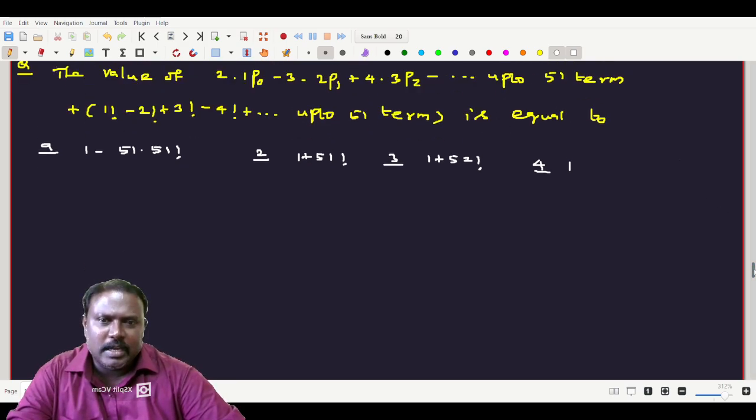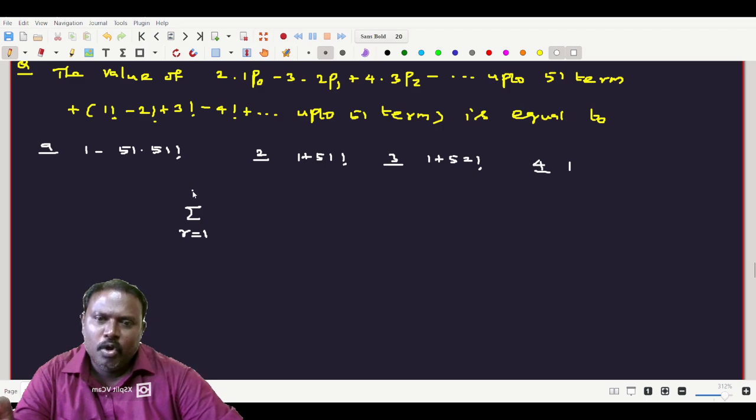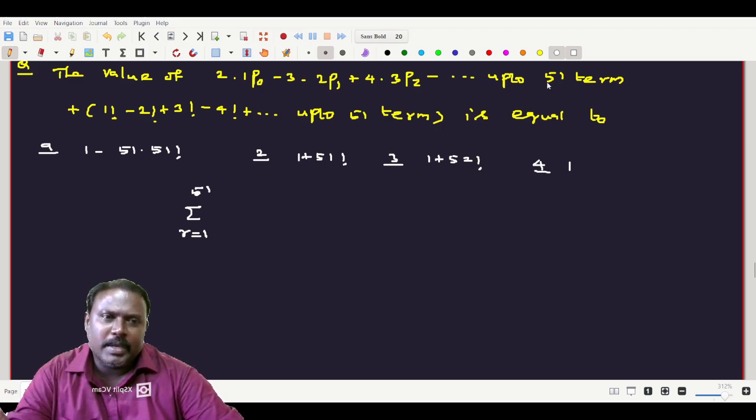Now let us look into that. First let us consider this one: 2 into 1 P0 minus 3 into 2 P1 plus 4 into 3 P2 etc. Okay, this is an alternating series. I am going to write this expression in summation notation. I'll start the summation from r equal to 1 to 51, because I need to sum up to 51 terms.